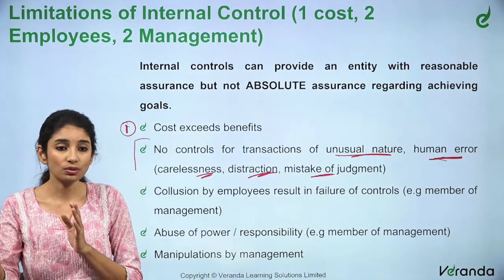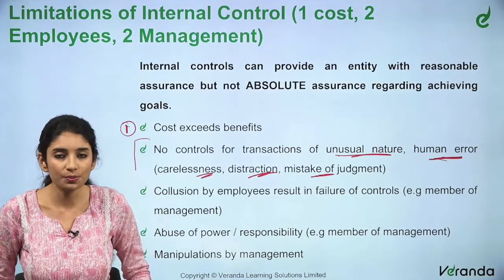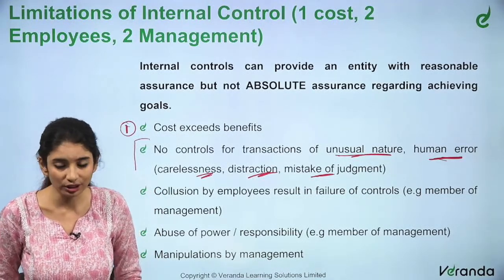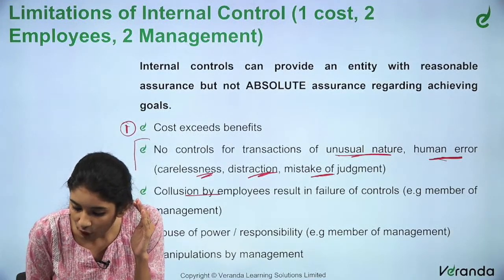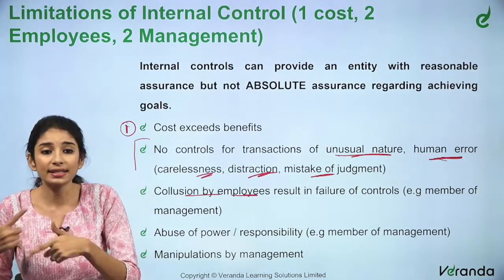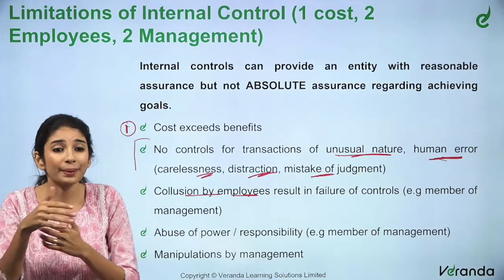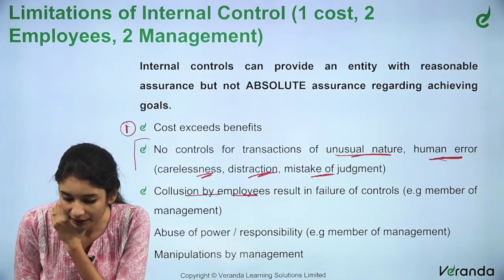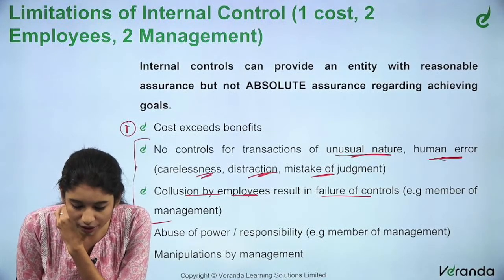Okay, and the person who's supposed to approve it also, due to some distraction, approved that off. Will my controls be able to detect that? No. So, due to any carelessness or distraction, cannot detect it. Next is collusion. Collusion by employees means that employees come together and decide to invade the control system, decide to break through the control system. So, in that case, my controls will be ineffective. Collusion by employees. 2 points on employees.